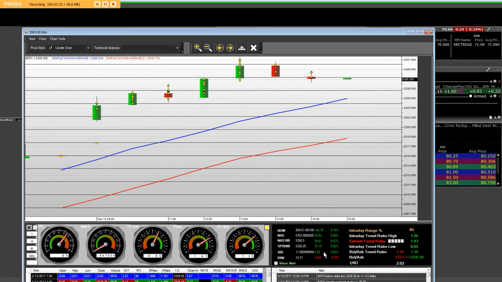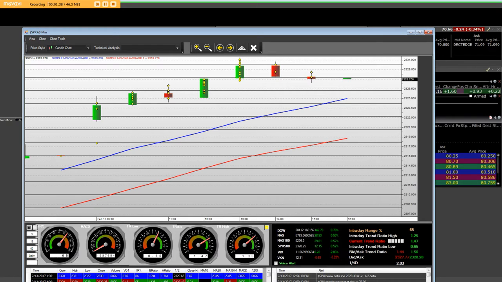The S&P was up 12.15, NASDAQ 100 up 29.81. The Nasdaq Composite was up 28.93, and the Dirty 30 Dow Jones was up 142.79 on that closing bell.